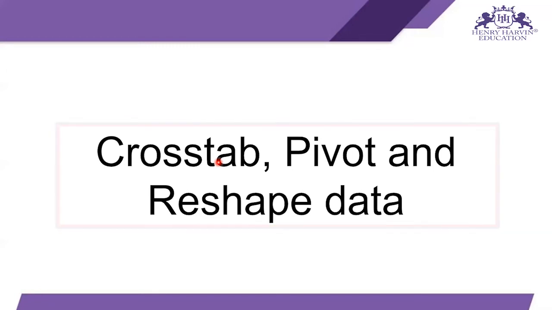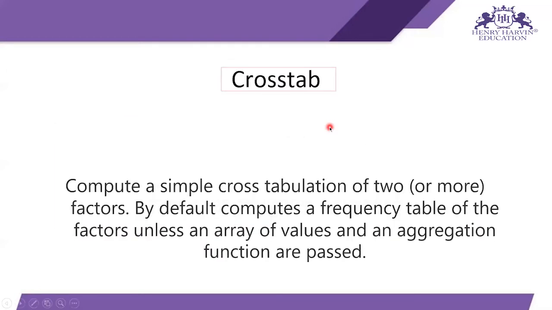So let's get started. Here's the crosstab. It computes a simple cross tabulation for two or more factors. By default, it computes a frequency table of the factors unless an array of values and an aggregation function are passed.